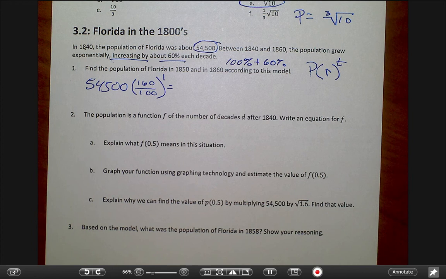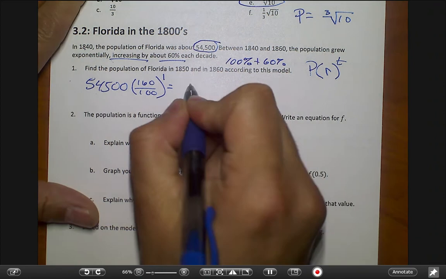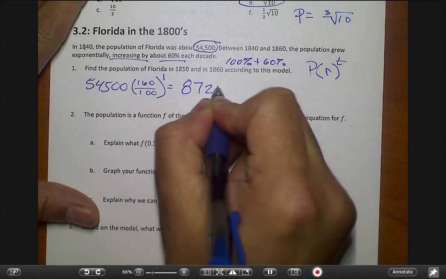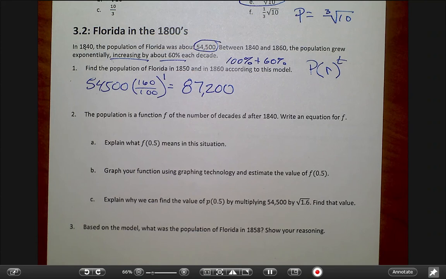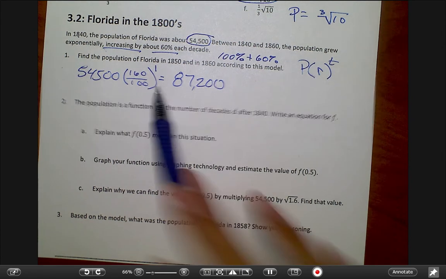I know everyone's calculating this right now because I'm staring at people and they're pulling up their calculators, and they already got this, right? All right, Joshua, what'd you end up getting? 87,200. Yep. And this is going to be 87,200 people. So that's going to be in 1850.